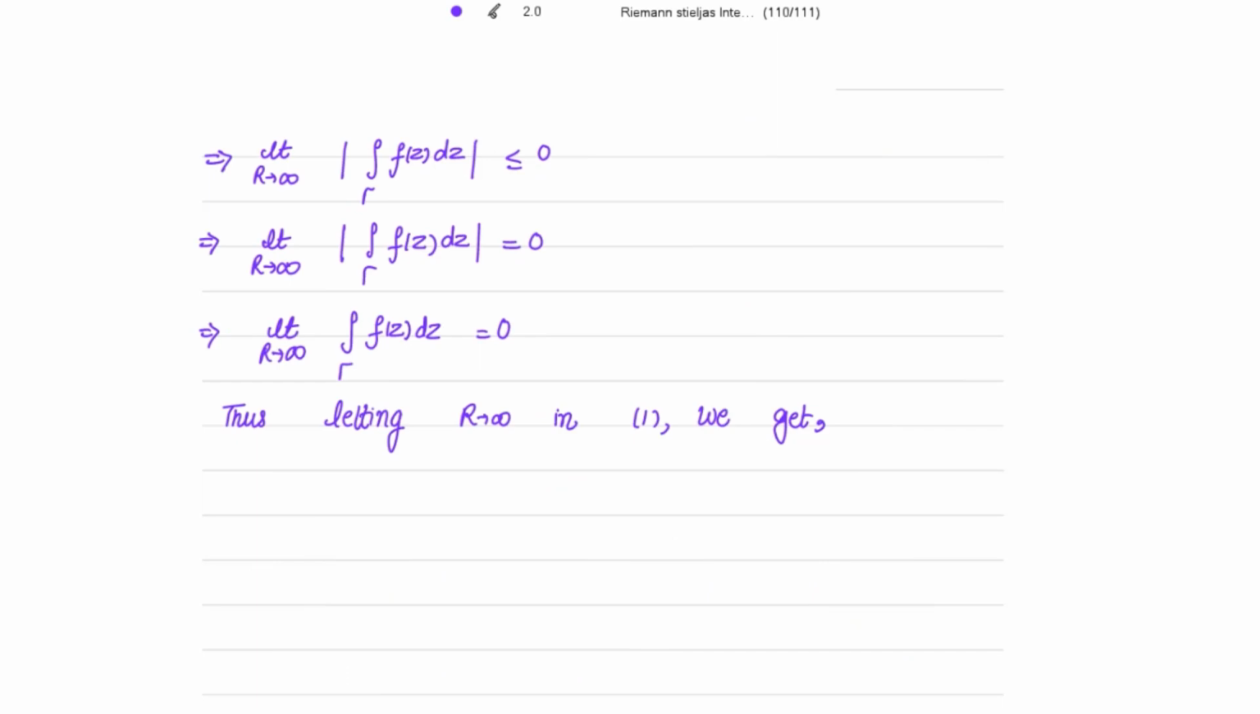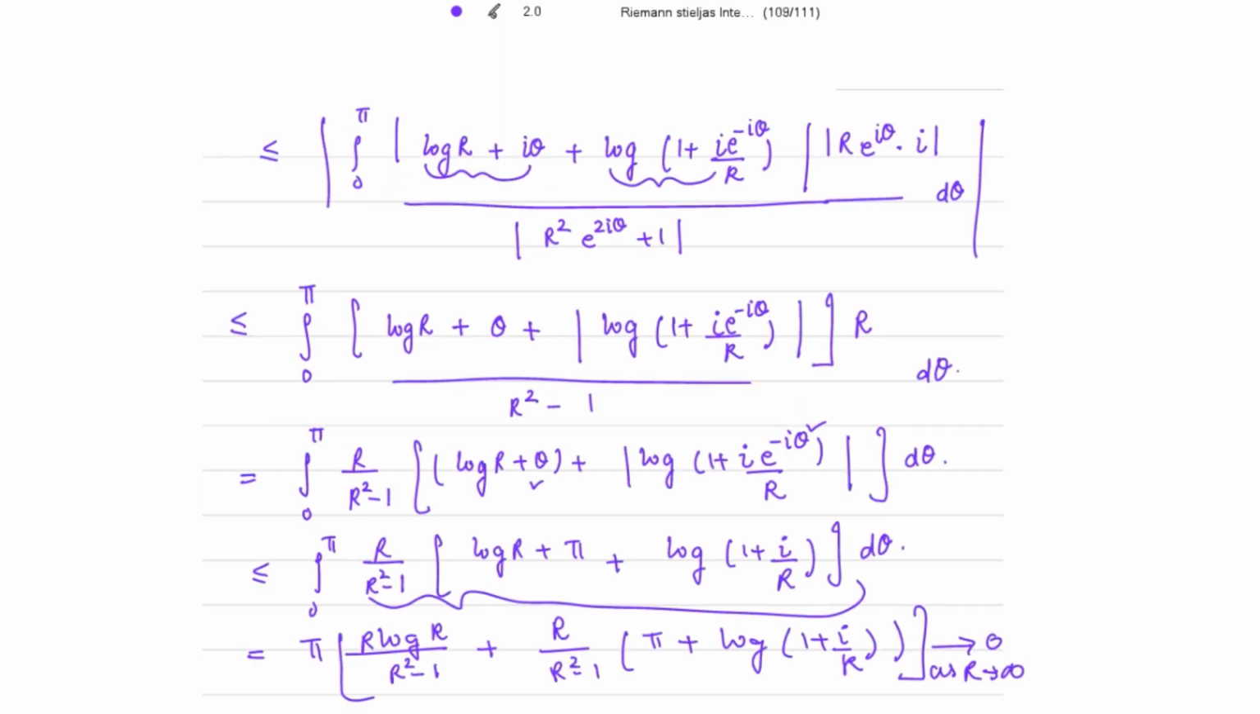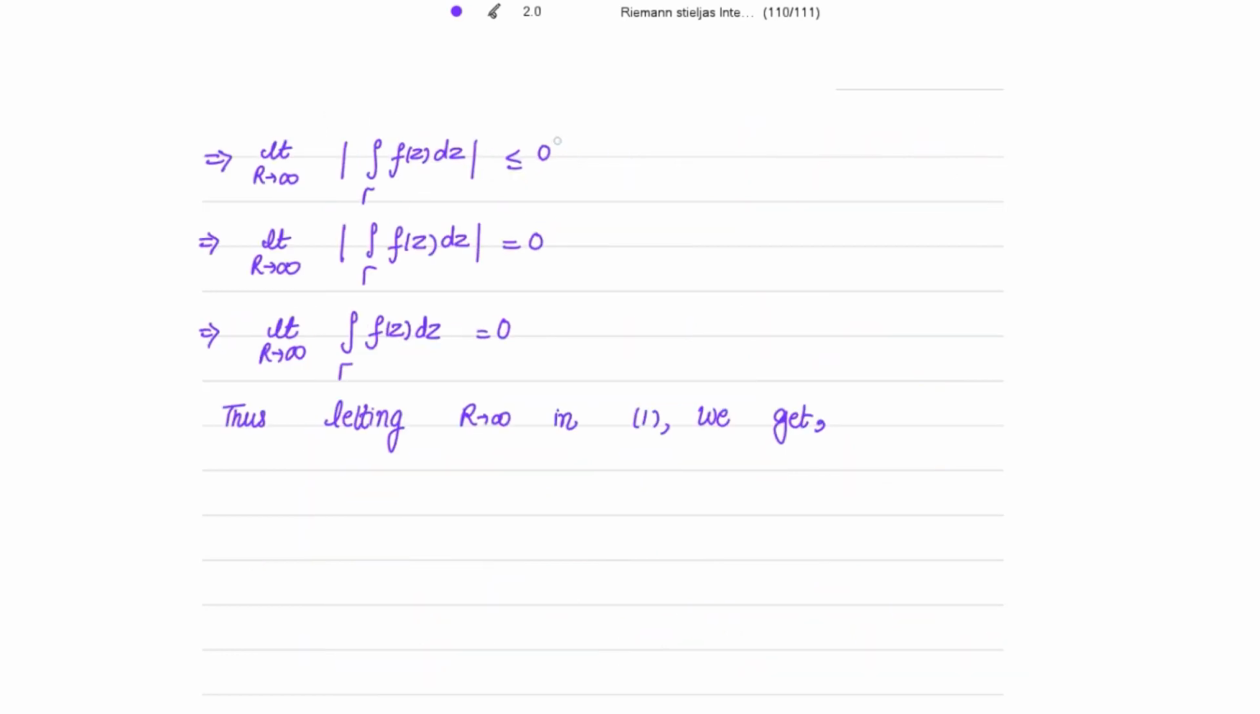So the limit as r tends to infinity of the modulus of the integration along tau of f(z) dz is less than or equal to 0, because the sign is less than or equal to, right? Whenever the integration modulus is less than or equal to 0, this implies that the limit as r tends to infinity of the modulus of this integration along tau of f(z) dz is equal to 0, which implies the limit as r tends to infinity of the integral over tau of f(z) dz is equal to 0. For this, I need my r to be tending to infinity.